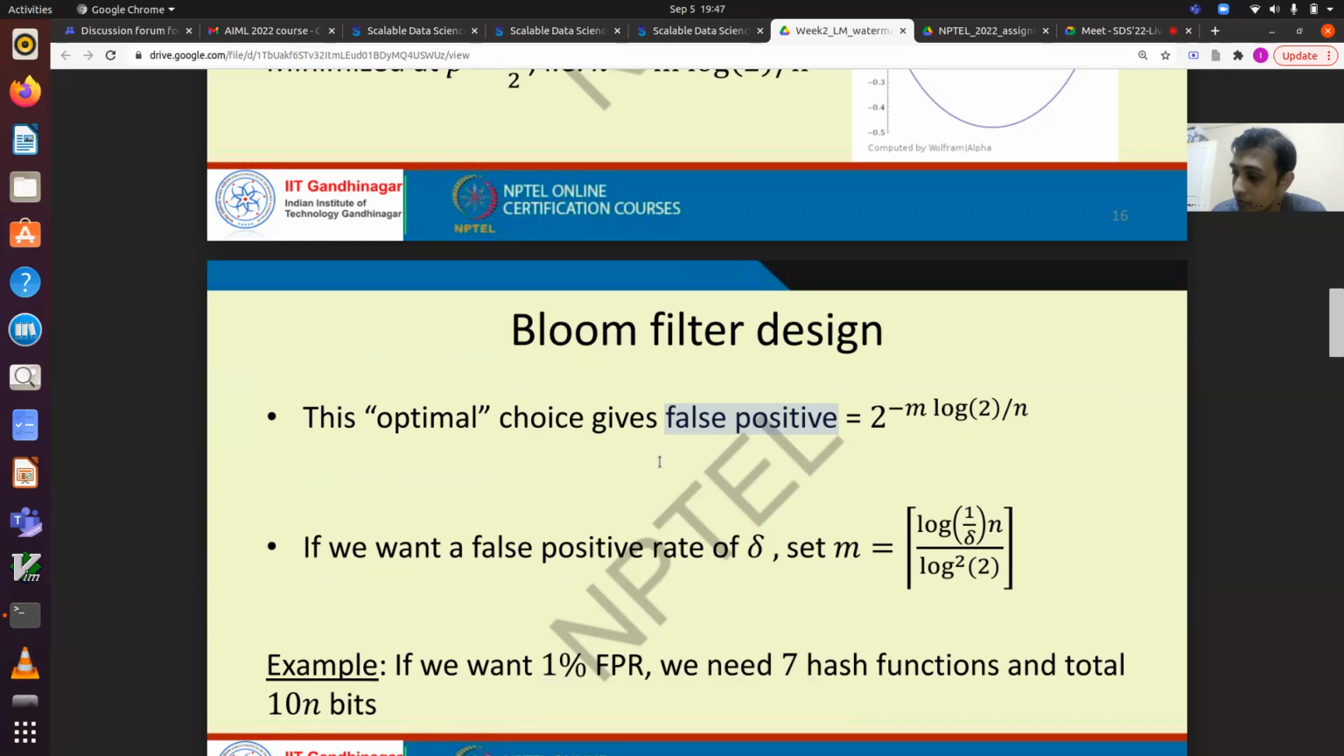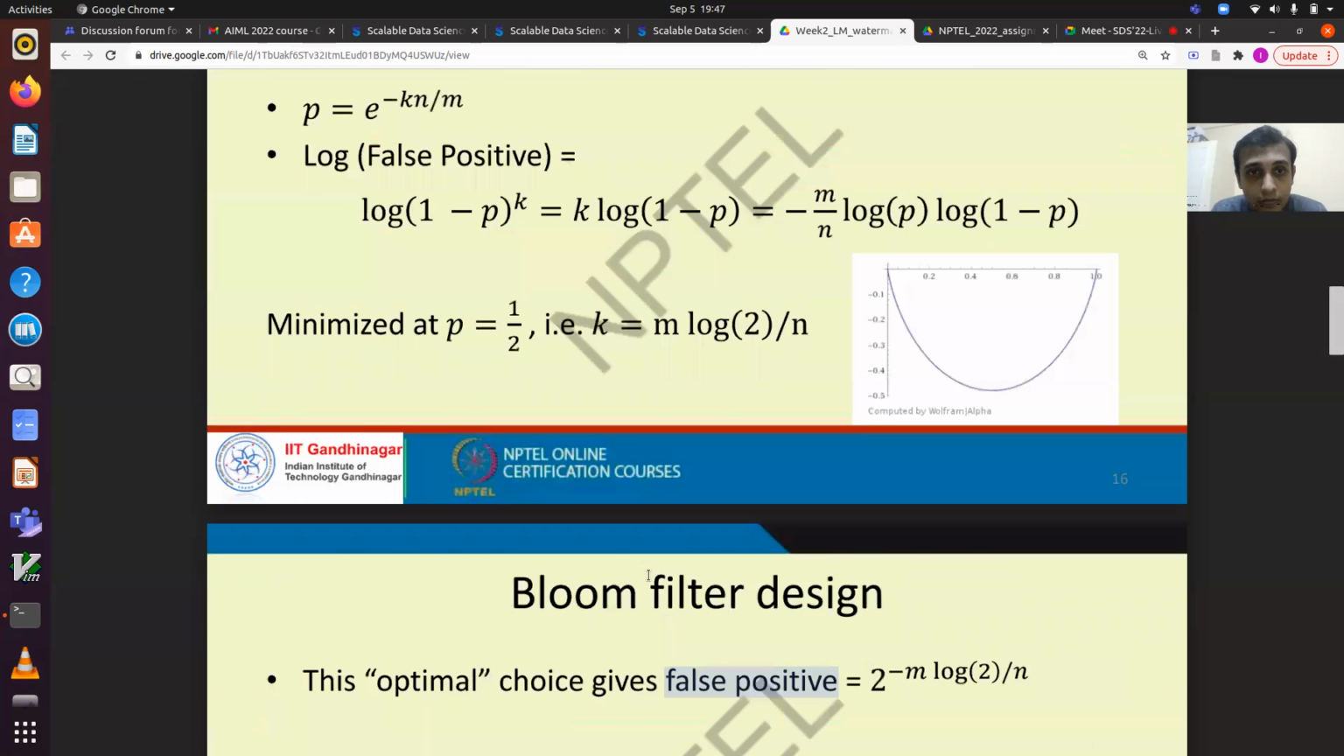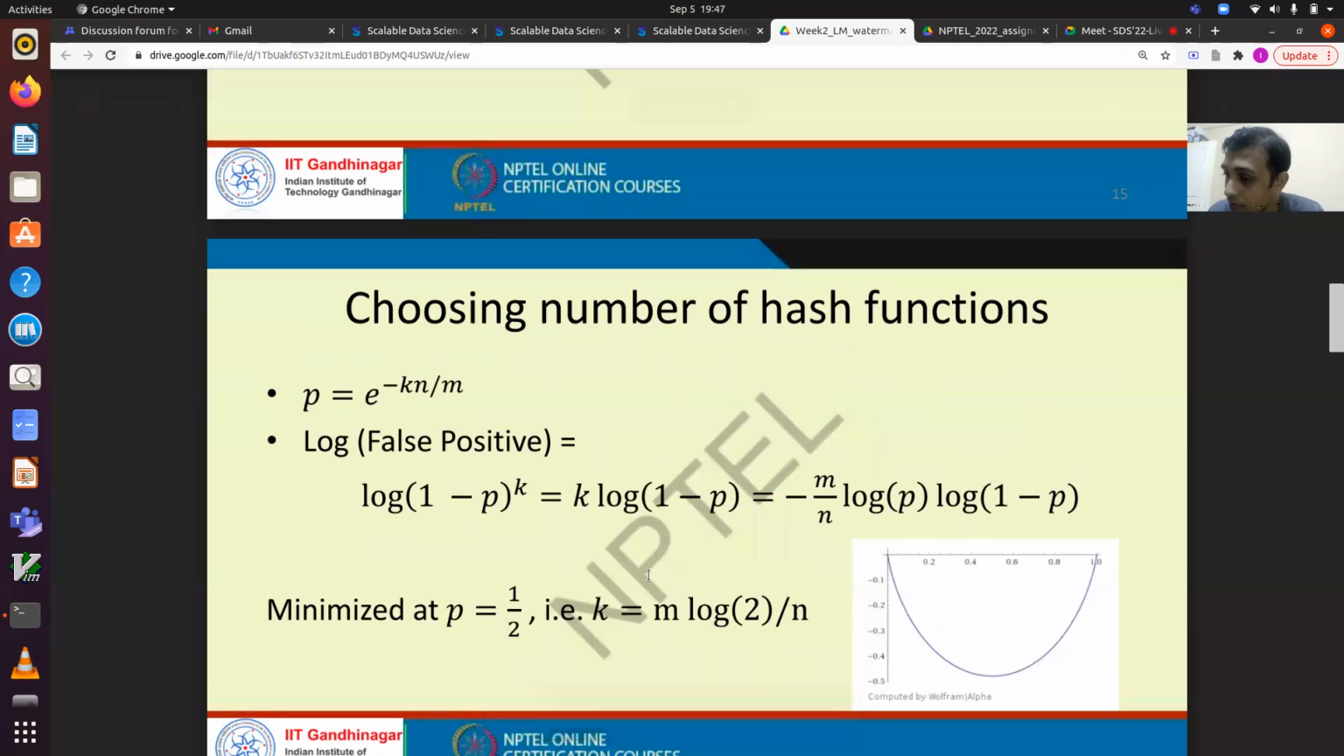So let's go over the derivation again. In the previous slide we have p equal to e to the power minus k n by m. So the log of the false positive is log of 1 by p to the power k. Until this part it does not matter what log. Then log of 1 minus p to the power k, log 1 minus k. Then you substitute the value of p over here, and you get m by n log p log 1 minus k.